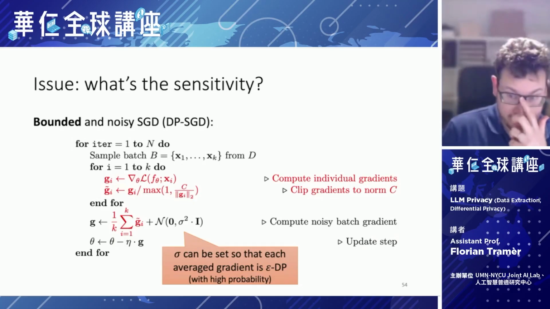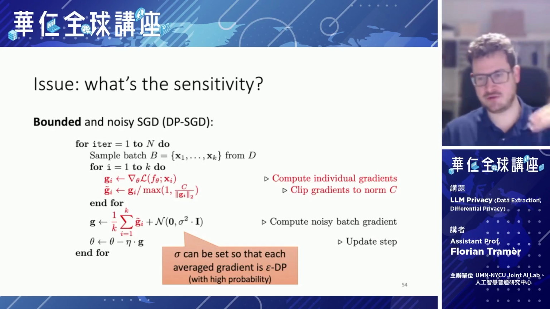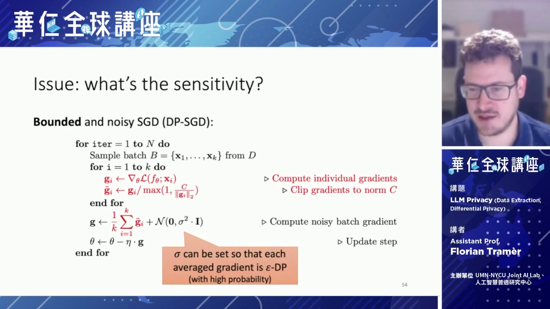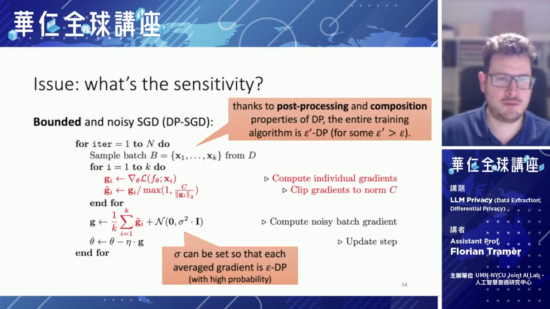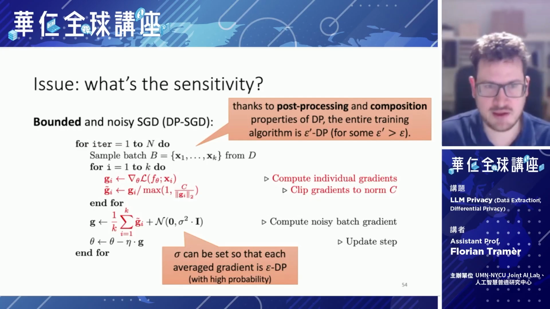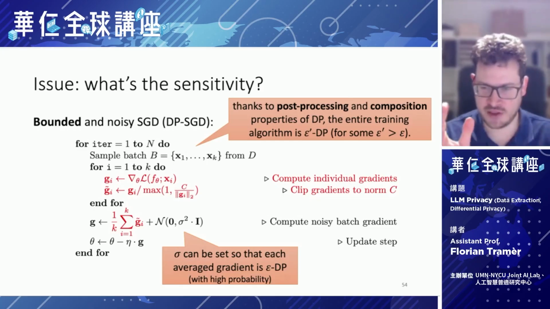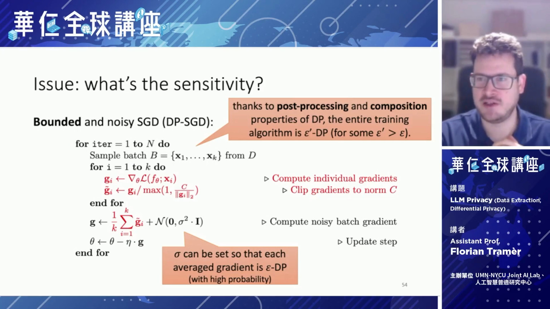Then we need to account for the fact that we're not just computing one gradient, but we're computing n gradients, right? The whole thing here is within a loop that is iterated n times because we take maybe multiple epochs of training. And so here, thanks to post-processing and composition, we can say that the entire training run is also going to be differentially private, but we just have to add up the privacy budgets of each step.